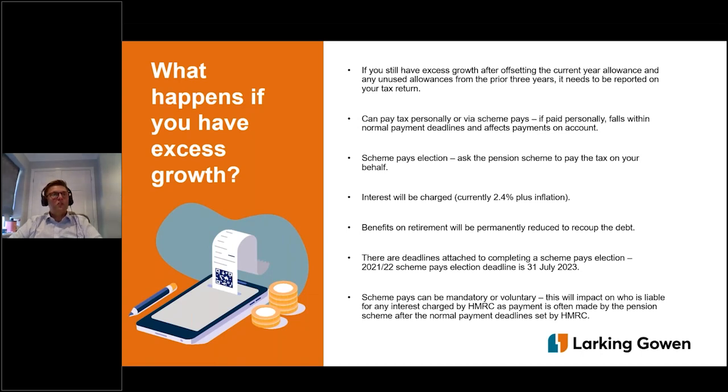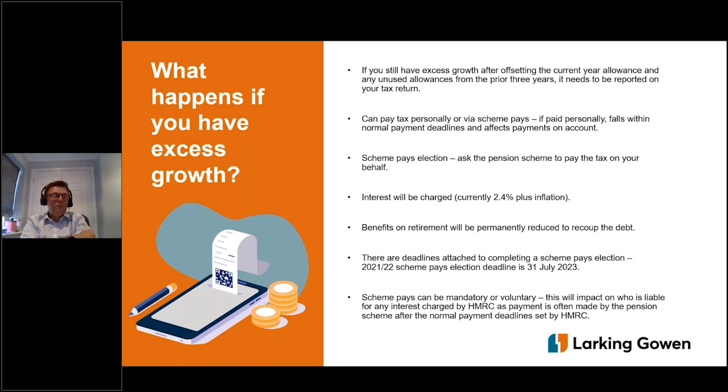You'll note there it also mentions the fact that it does affect payments on account as well. So on your tax return, you have to calculate your tax liability, including the tax arising on excess pension growth. You then compare that total liability and deduct from that the payments on account that you make in the January and July payments through normal self-assessment. The balance of tax is then paid in the following January, and then the cycle starts all over again in terms of payments on account for the following year.